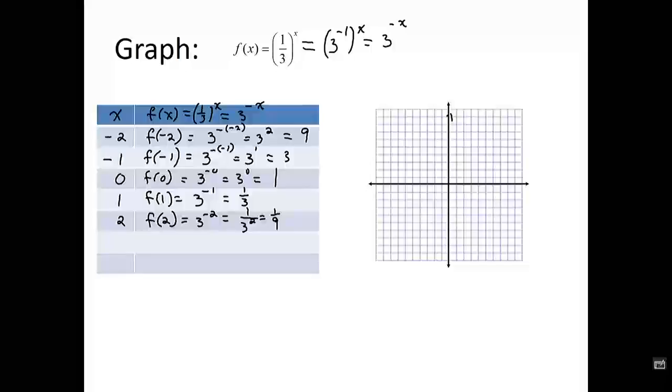So at negative 2, 9. When x is negative 1, we get 3. When x is 0, 1. When x is 1, y is 1/3. When x is 2, y is 1/9. All right, we can see that the points are getting closer and closer to the x-axis. So now we connect the points to obtain the graph. All right, so this is the graph of the function f of x is equal to 1/3 to the x.